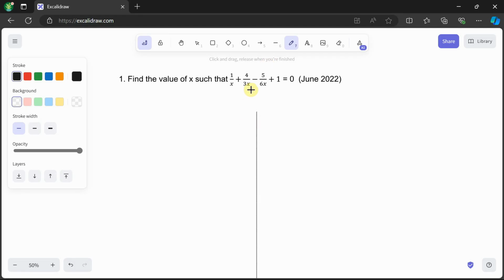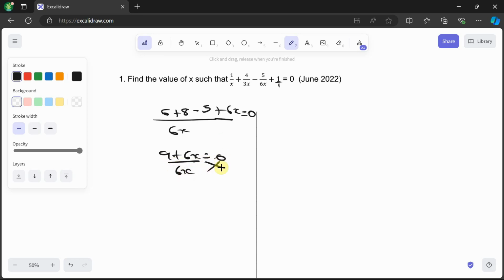So for this, the LCM here is 6x, right? Because x, 3x, 6x, so you can use 6x. So all over 6x. 6x divided by x is 6 times 1, that will give you 6, plus 6x divided by 3x, that will give you 2 times 4, that will give you 8. Then minus 6x divided by 6x, that will give you 1 times 5, that will be minus 5. Then plus, so this is like plus 1, this is like 1 over 1. 6x divided by 6x, that will give you 6x times 1, that will give you 6x is equal to 0, right? So 8 plus 6 is 14, 14 minus 5 is 9, so this is 9 plus 6x, all over 6x is equal to 0.